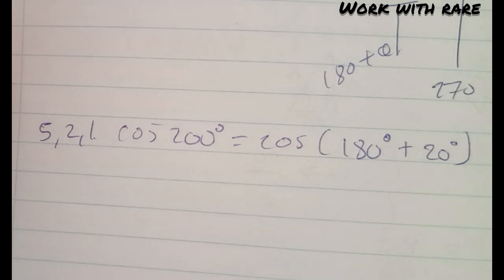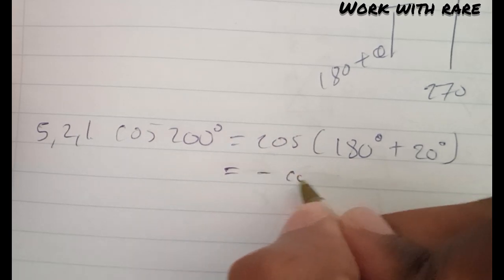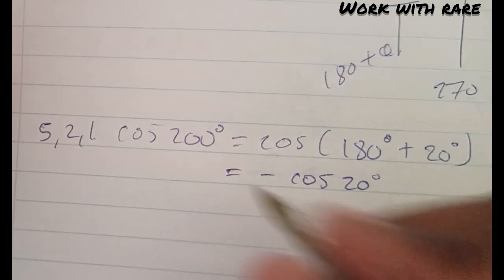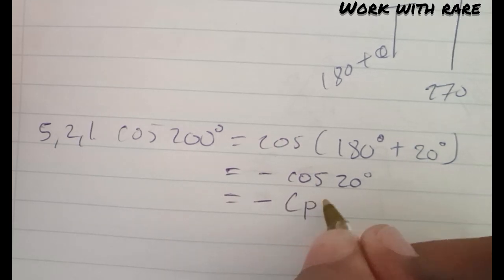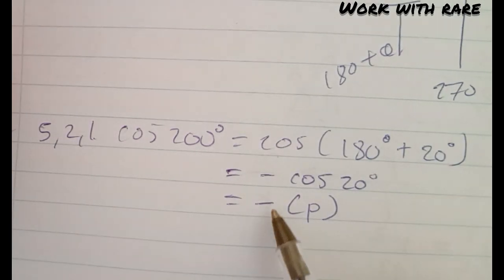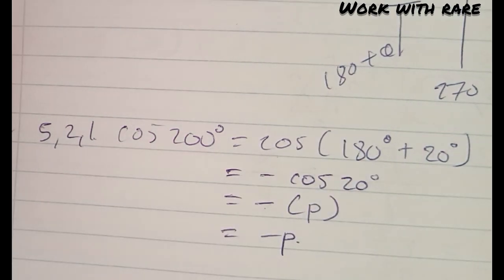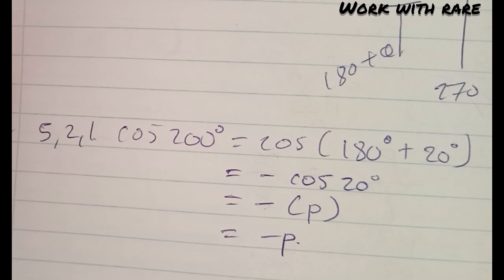Okay, so remember, on that quadrant only tan is positive, so cos is negative, which means we'll have negative cos 20 degrees, and our cos 20 degrees is p. So here I will have negative, then in brackets I have p, and negative here is the same as negative 1, so it is like negative multiplied by positive p, which is negative p. So my final answer is negative p. So I did it in terms of p, you see, right?